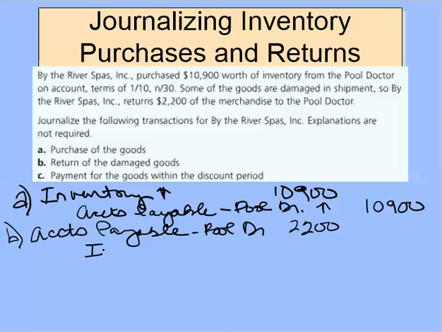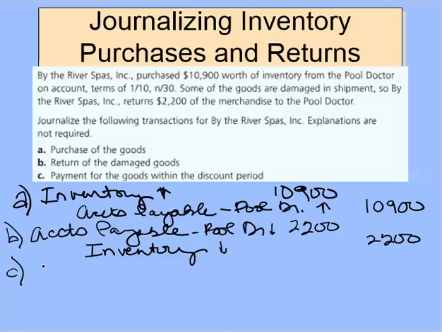This is the exact opposite of what we did in A. We're reversing that journal entry for $2,200. So we are just doing the exact opposite. We'll credit our inventory, which decreases our inventory, and we're debiting our accounts payable, which is actually decreasing that. Now here comes the tricky part.